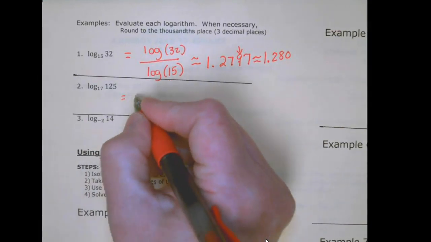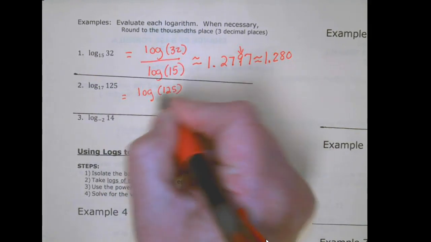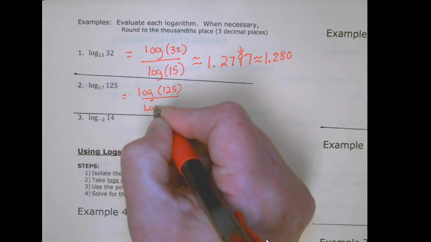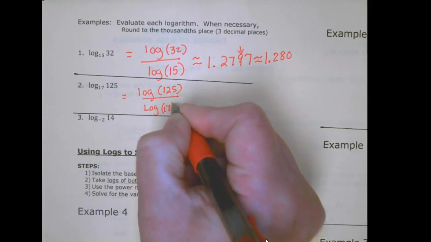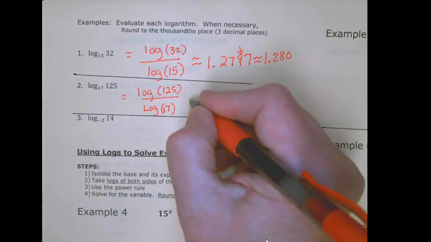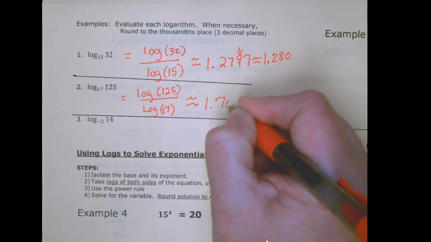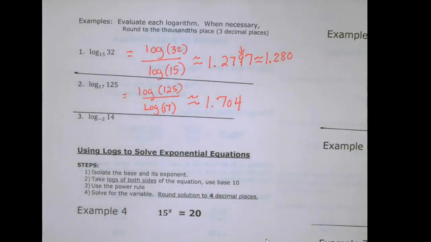This would be the log of parentheses 125 divided by the log of 17. You must have the parentheses to get the right answer with the calculator. So this is going to be approximately equal to 1.704. I just put it in my calculator, rounded it off.